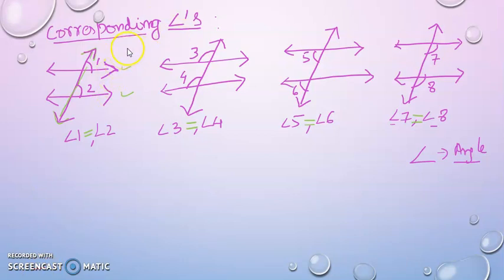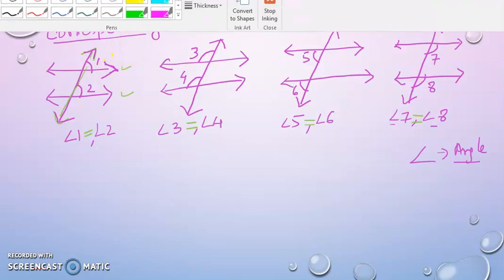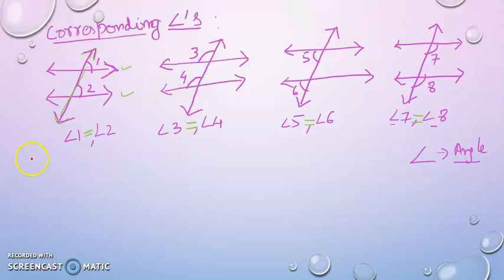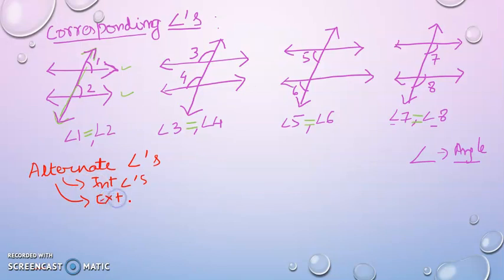Okay students, I will tell you about alternate interior angles and alternate exterior angles, so it will be clear with that also. So now I'm writing alternate angles. In alternate angles we will have alternate interior angles and alternate exterior angles. As the name suggests, students, interior and exterior, so we will have them.